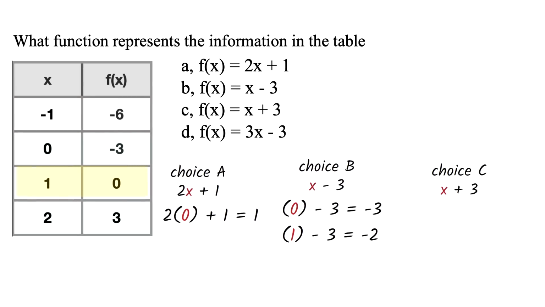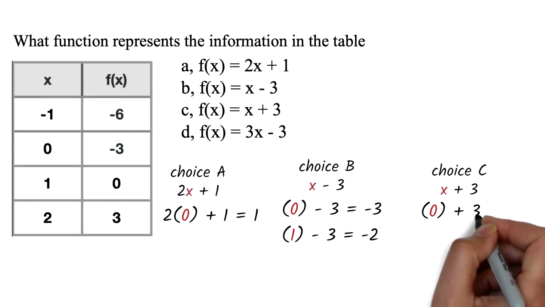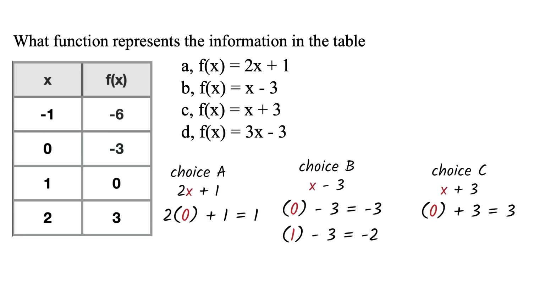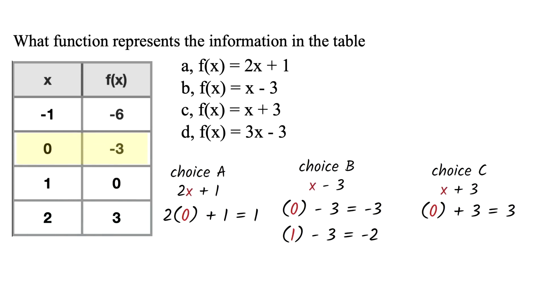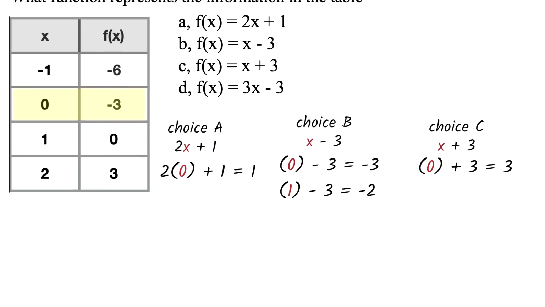Replace x in choice C with 0. 0 plus 3 equals 3. It was supposed to be -3, so choice C is wrong. So since choices A to C are wrong, it means choice D will be the answer.